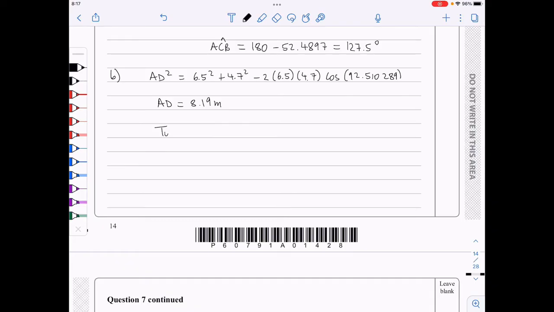So for the total length, I will simply be adding up the 6.5, the 4.7 and the other 4.7, and the value I just found, the 8.19, which is 24.086, which is 24 meters to the nearest meter.